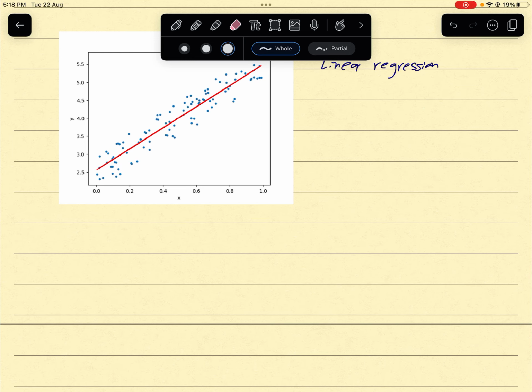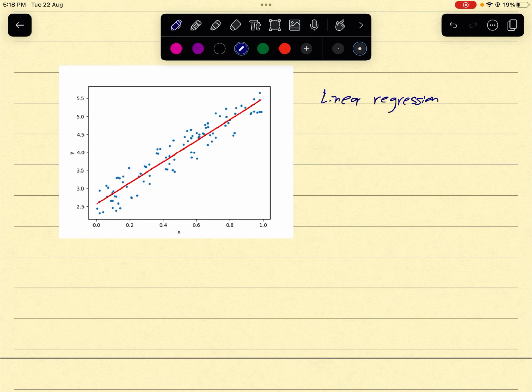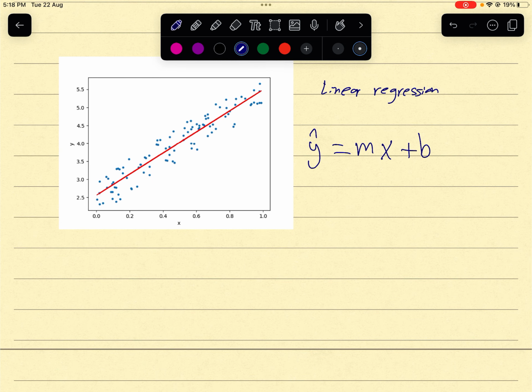Hello everyone. In this video, I am going to derive the function of linear regression. So the goal is to find the best fit line to fit our data. So the function I will call it y prime equals m x plus b, okay, and the actual values are y's, okay.